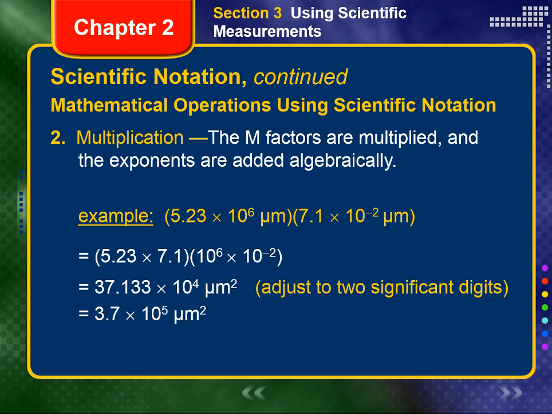Multiplication. The m factors are multiplied and the exponents are added algebraically. Consider the multiplication of 5.23 times 10 to the 6th micrometers by 7.1 times 10 to the negative 2 micrometers. Note that when length measurements are multiplied, they result in area. The unit is now micrometers squared.